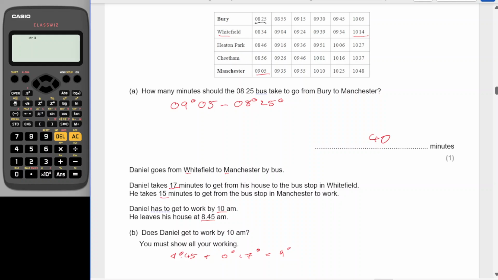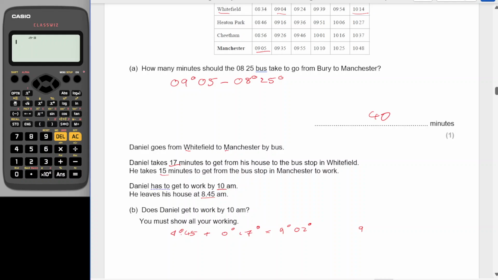So he's going to get to the bus stop at 9 hours and 2 minutes. So the bus that he can catch is going to be this one, the 9:04 bus. And that's going to get to Manchester at 9:35, and then to that we need to add this 15 minutes. So 9:35 plus 15 minutes is going to be 9:50.